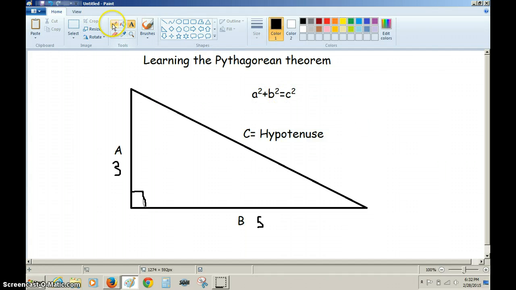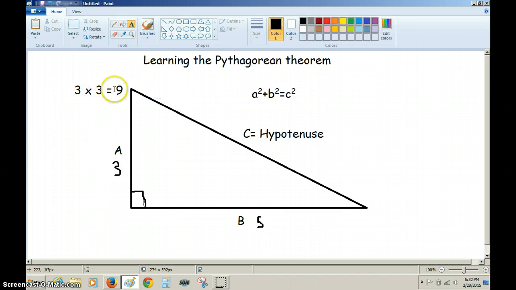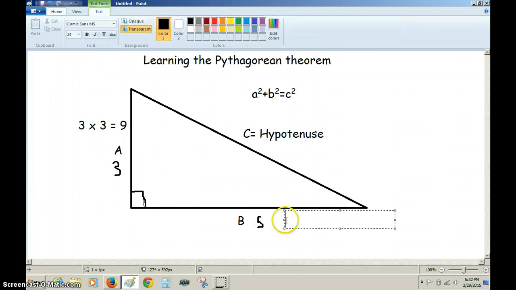So first we need to square two numbers. So we need to square 3. Squaring 3 is the same thing as saying 3 times 3. And everybody knows that is equal to 9. 3 times 3 is equal to 9. So we're going to say that we have 9 as one of our equations, which is right here. Same thing we're going to do to 5. 5 squared, 5 times 5. 5 times 5 is equal to 25.